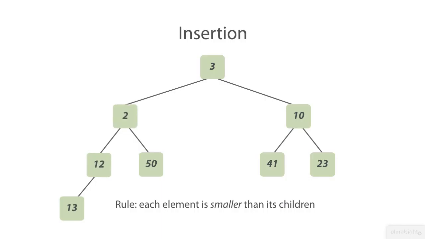3 is smaller than 10, but not smaller than 2, so 3 and 2 switch positions. We have now arrived at the top, and the heap rule is now satisfied on all nodes again. Let's consider the complexity of adding the element.